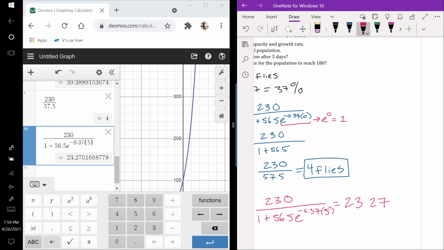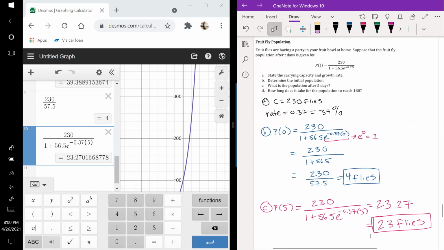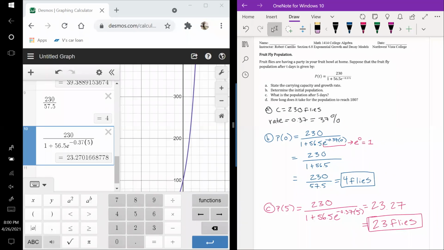23.27, but we can't have 0.27 of a fly, so it's just going to be 23 flies. MyMathLab may make you put 24 since you're at 0.27, but I hope not, just 23. And you technically could have 0.27 of a fruit fly.